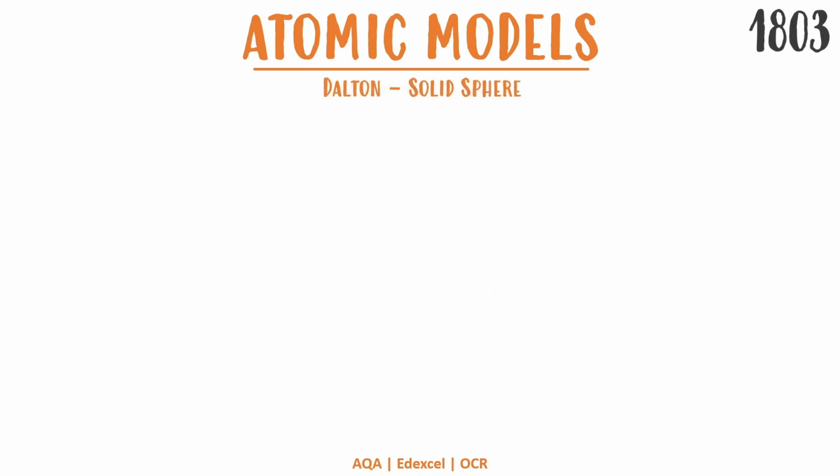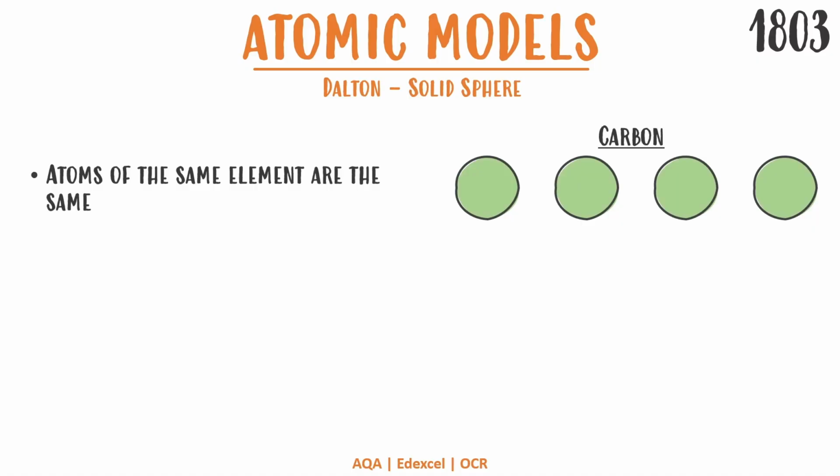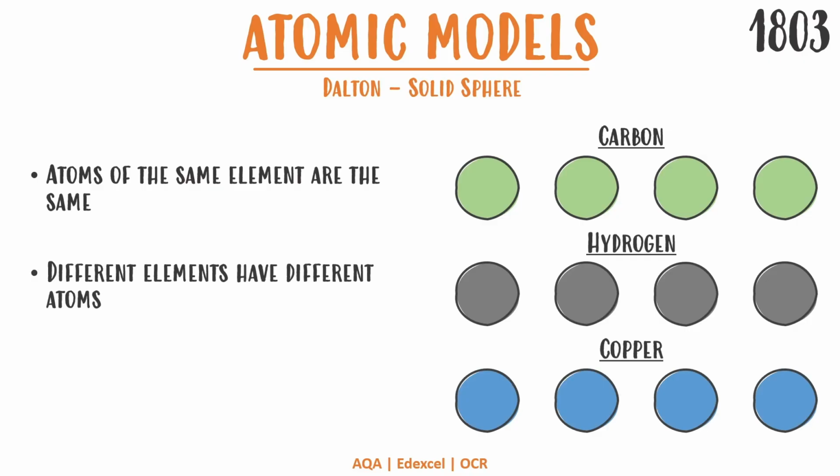Right. Now, with the evolution of the atomic model, first came along Dalton with his solid sphere model. He stated that atoms of the same element are the same, which we can see in that diagram. All carbon atoms look identical. He also stated that different elements have different atoms. So all hydrogen atoms resemble one another, and so do each of the copper ones, again demonstrated in a diagram. And lastly, he stated that atoms cannot be split.